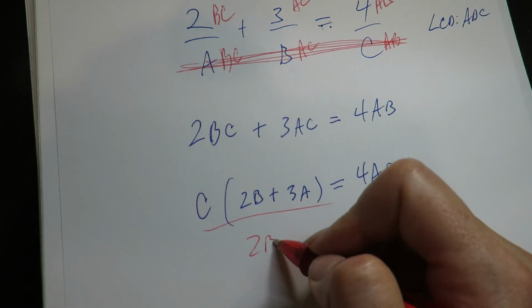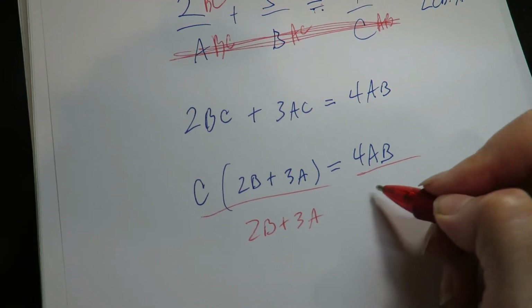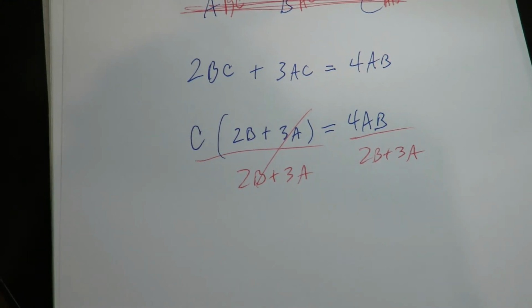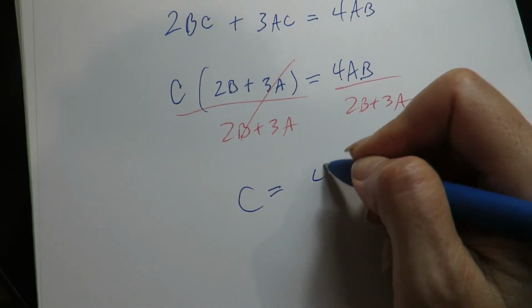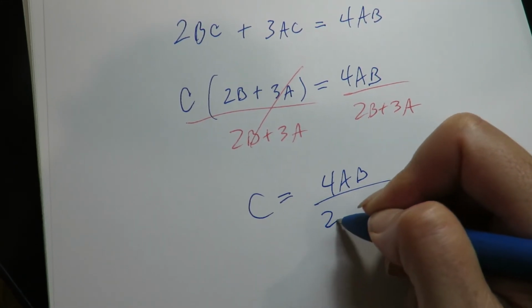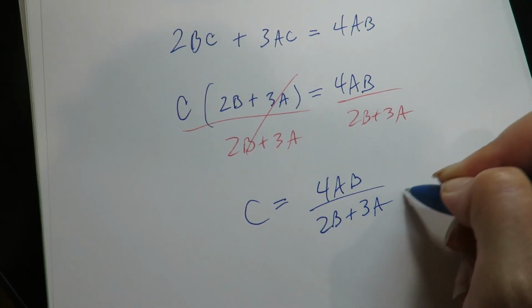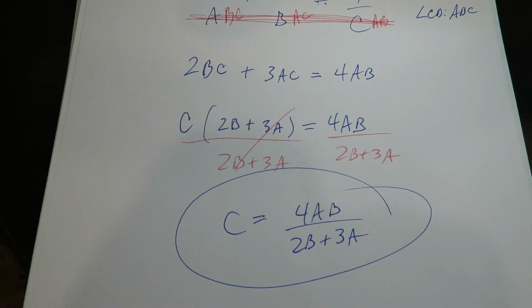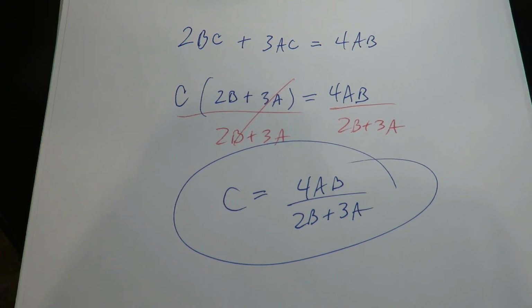Okay, so now I'm going to divide this off. So C is going to equal 4AB over 2B plus 3A. And that's it, gang. We did it. That is the end of 8.4 and actually the end of chapter 8.